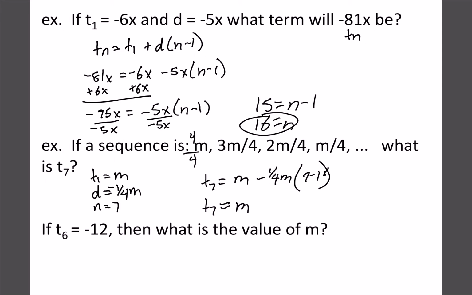So 6 times a quarter is 1.5. So 1 minus 1.5 would be 1/2, or 0.5. So we can write it as 0.5 or a fraction, whichever.